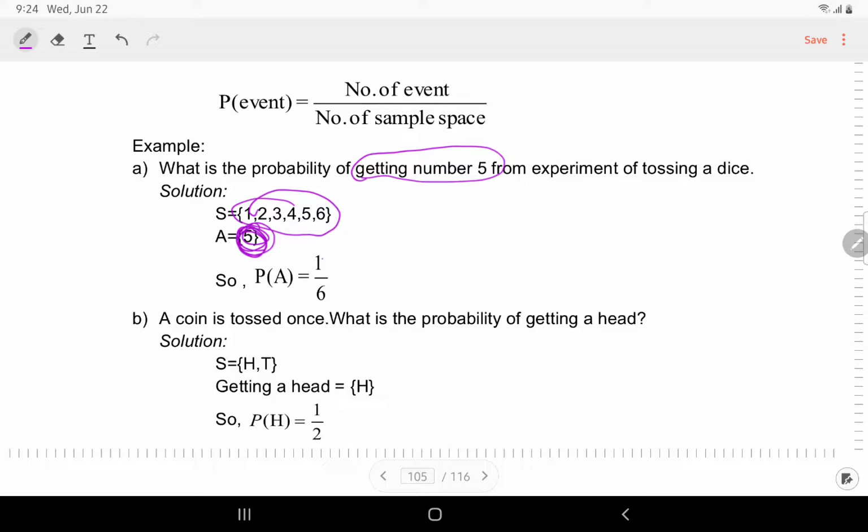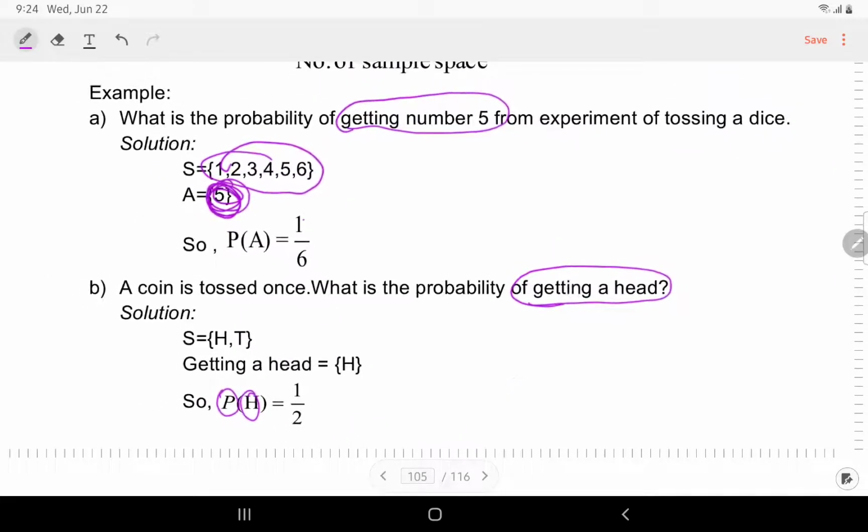Okay, second example. A coin is tossed once. So what is the probability of getting a head? So ini adalah event kita. Kita nak cari probability of getting head, P(H). So kita kena list down what is our S, sample space. Our sample space is H and T, which is head and tail. So the probability of getting a head is H lah. So ada satu kat sini, ada dua. So P(H) equals 1 over 2.